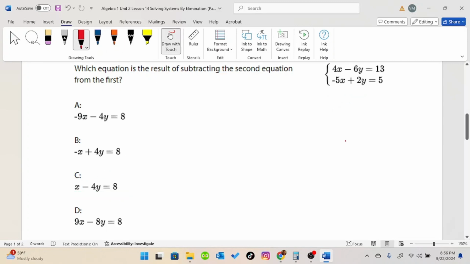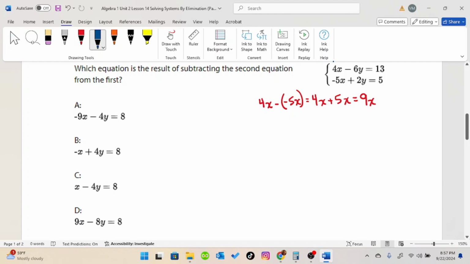Practice problem number 2. Which equation is the result of subtracting the second equation from the first? Again, we're going to do this in columns, keeping the like terms together. So we're going to have 4x minus negative 5x. Minus a negative becomes a plus. So this becomes 4x plus 5x, and 4x plus 5x is 9x.